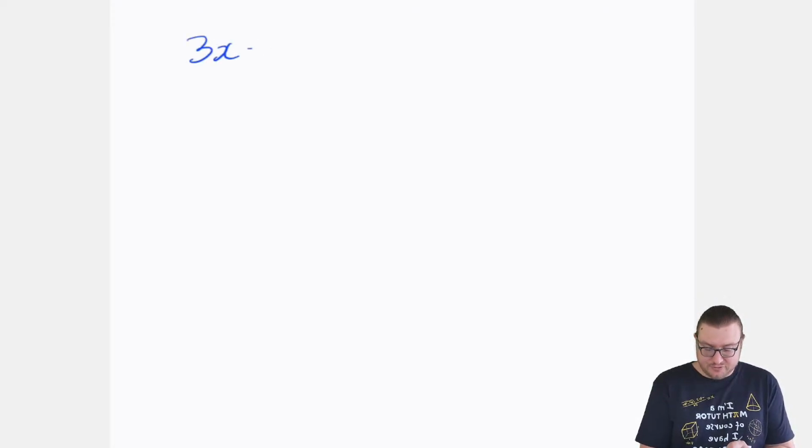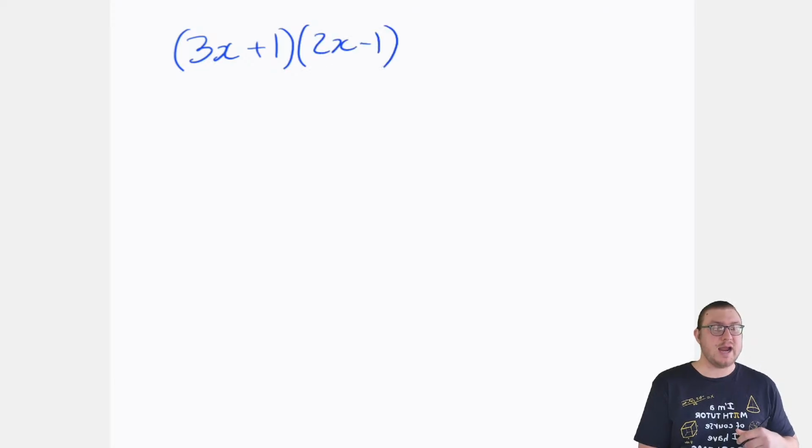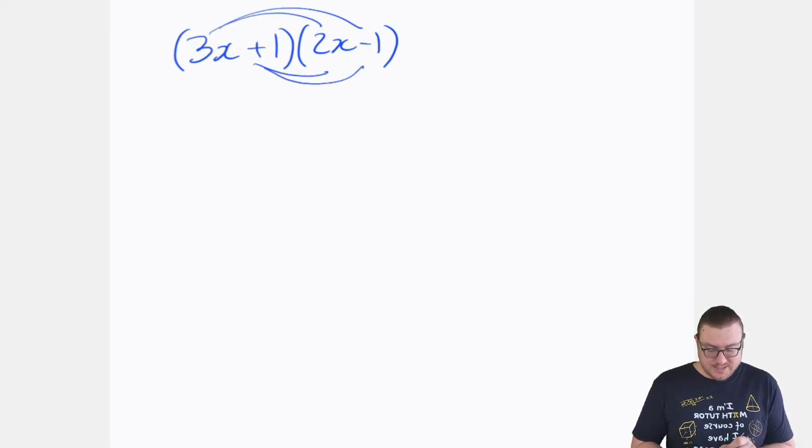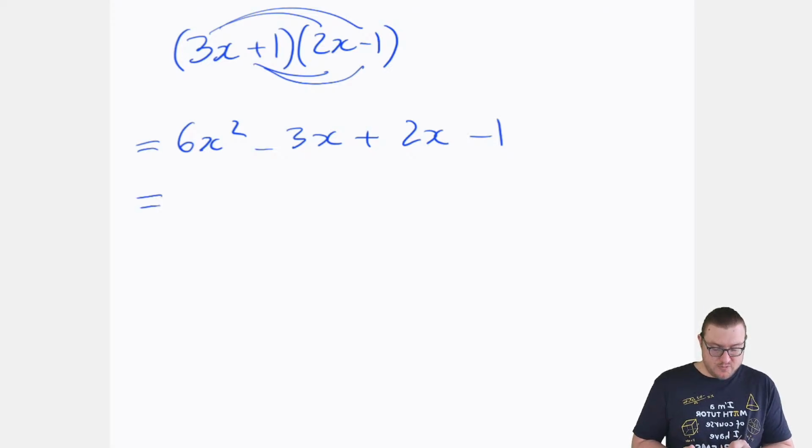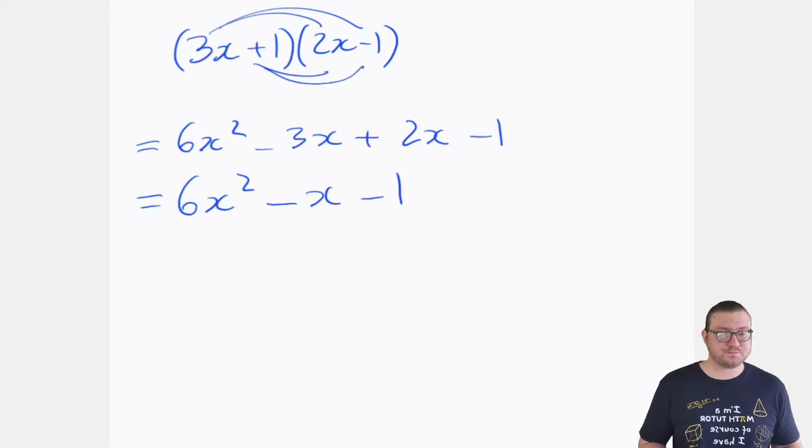So if we have 3x plus 1, multiply 2x minus 1, and you can see if you can do this with me at the same time. So we're going to expand each part again. We're going to get 6x squared minus 3x plus 2x and then minus 1. And we're going to simplify the middle terms because they go together. Minus 3 plus 2 is minus 1, minus 1.